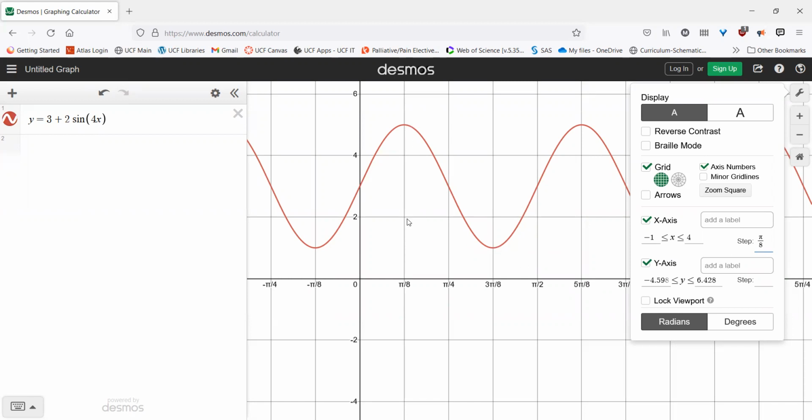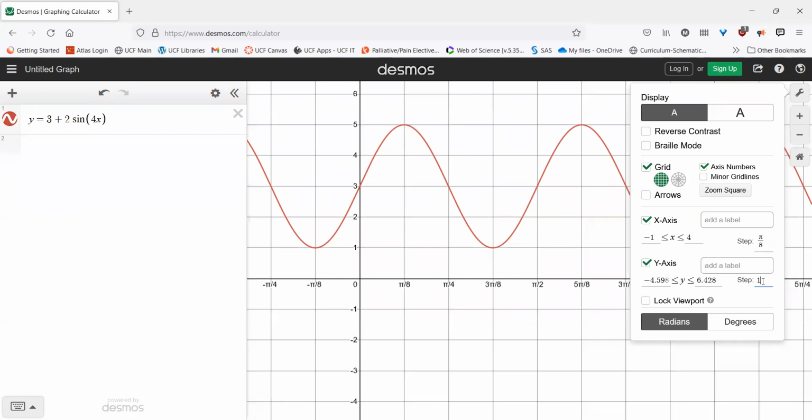On the y-axis, you want to make sure that you can see, sorry, the highest point and the lowest point. If you can't, you need to adjust these numbers until you do. You have to be able to see the maximum and the minimum. And then the step for y, I just prefer to have 1. It'll default to like 2 or 5 or whatever, depending on how zoomed in you are. I like to be able to see all of the values here. Okay, so I do step 1 here. All right, so grid and axis numbers, I click off of minor grid lines.